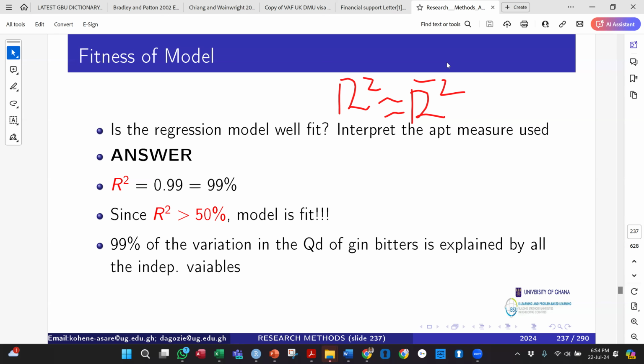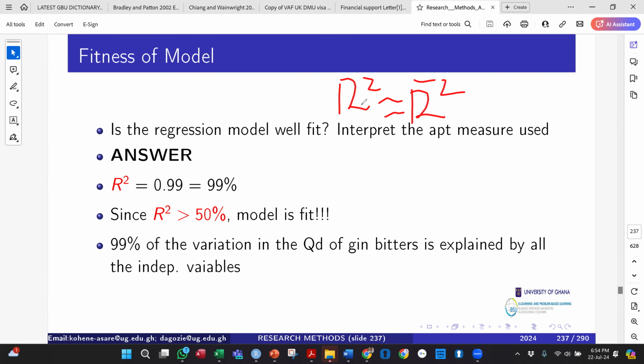Good. Someone is right. The adjusted R square being equal to the R square means that there is no irrelevant variable in the model. And therefore, the variables that have been included are more or less fine.